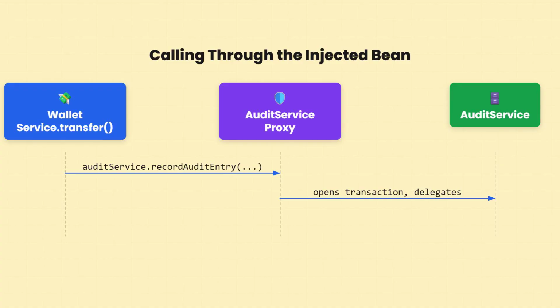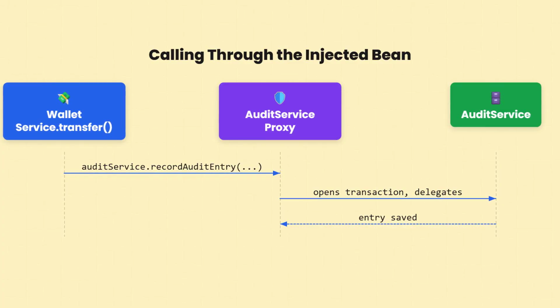The proxy intercepts the call and opens a real transactional boundary before handing off to the actual method body. The audit entry actually gets written inside its own transaction, genuinely executing as Spring intends, not silently riding along inside transfer's transaction.